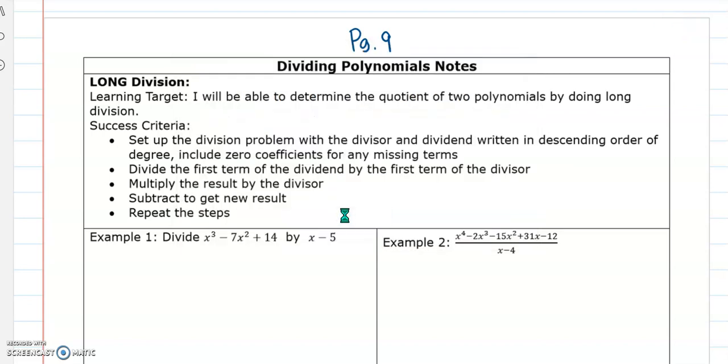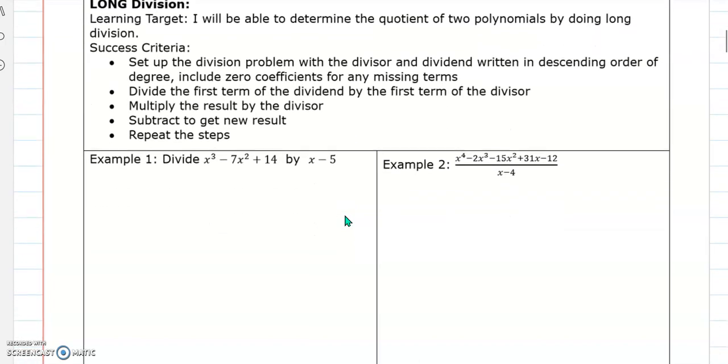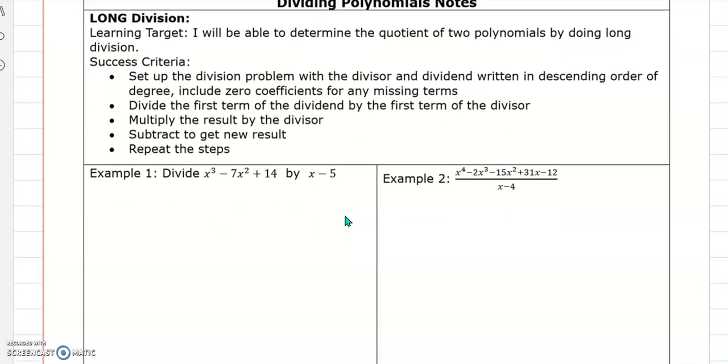All right, I'm going to look at dividing polynomials. This is page 9 in your notes. This will be example 1. So make sure we set up our division problem. And then if there are any terms missing, we need to make sure we include those by putting a 0 coefficient for any missing terms.